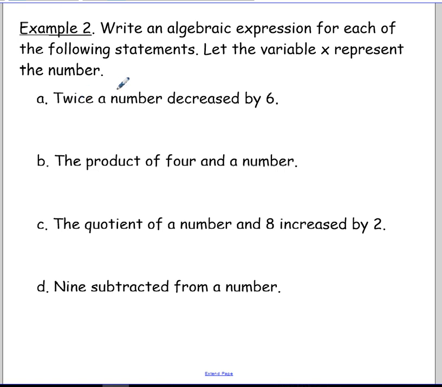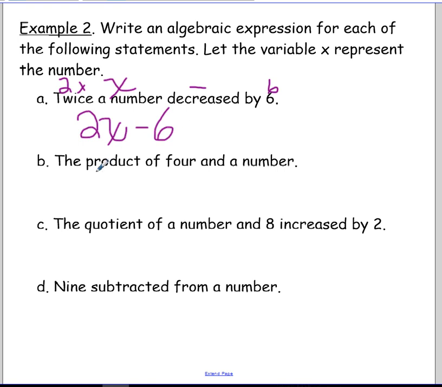So, twice a number decreased by 6. Twice means we're multiplying it by 2. So 2 times the number, that's our unknown, so that's going to be x. Decreased by means subtract, and then obviously 6. So we have 2 times x. Remember, we don't have to put anything in between there, because notice, is that little piece here an x, or is that one an x? So that's why we don't put the times sign in between them. So 2x minus 6 is twice the number decreased by 6.